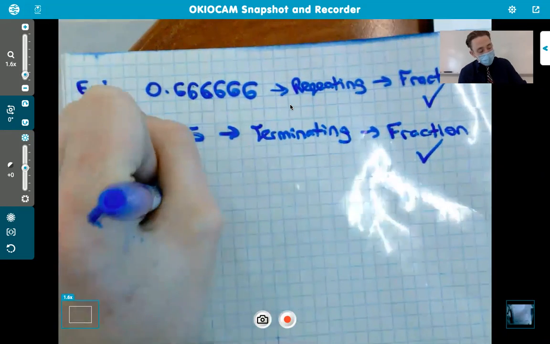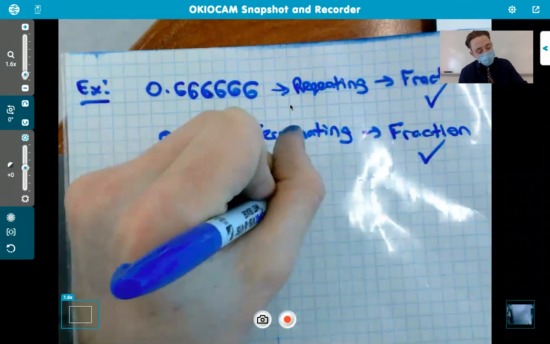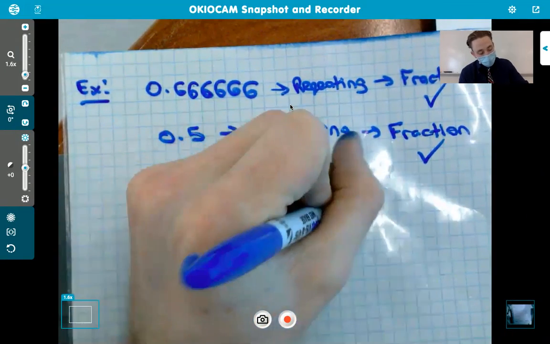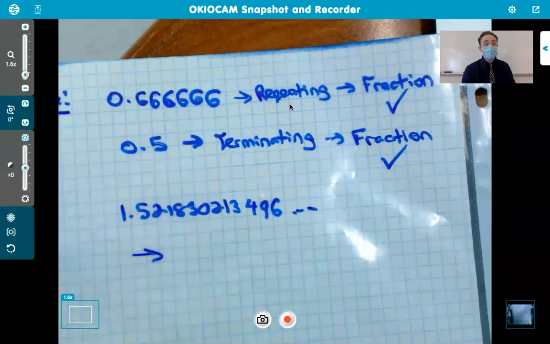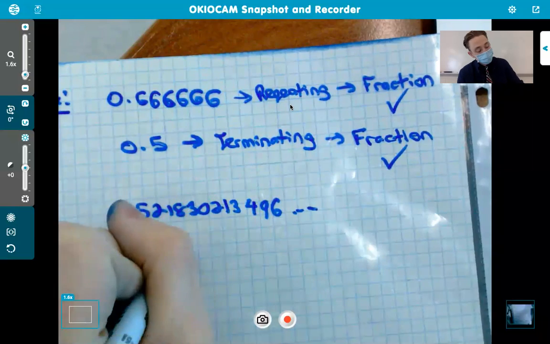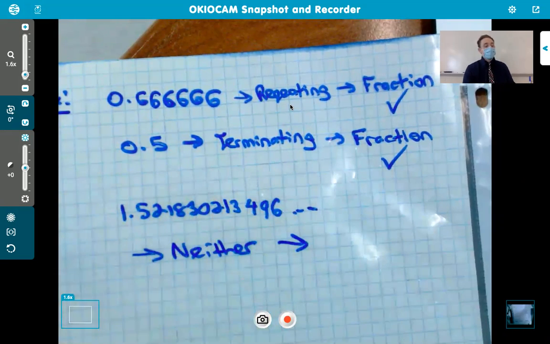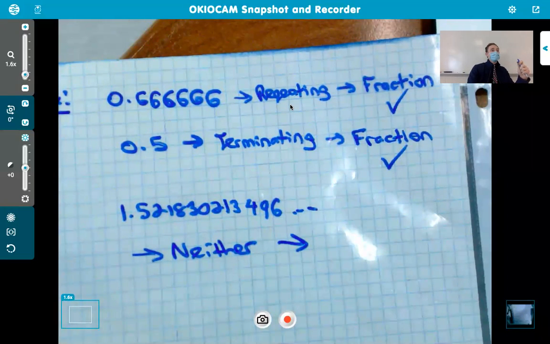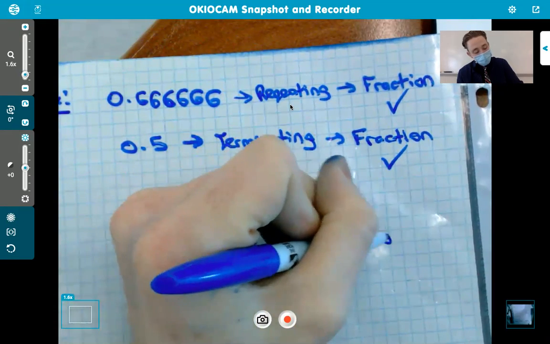What if I gave you 1.521830213 and it keeps going on forever? What kind of decimal is that? Terminating, repeating, or neither? Neither. Nice job. And if it's neither terminating or repeating, can I write it as a fraction? No. So fraction, we'll say no. Put an X there.